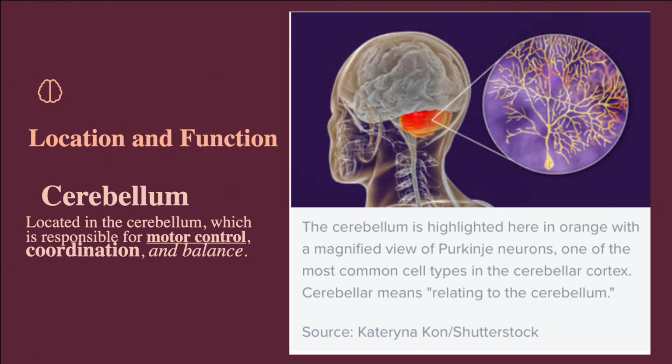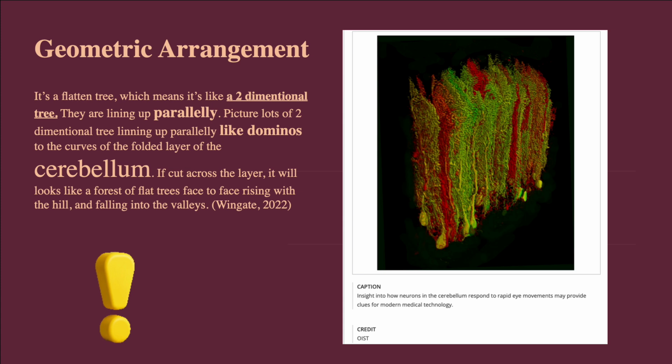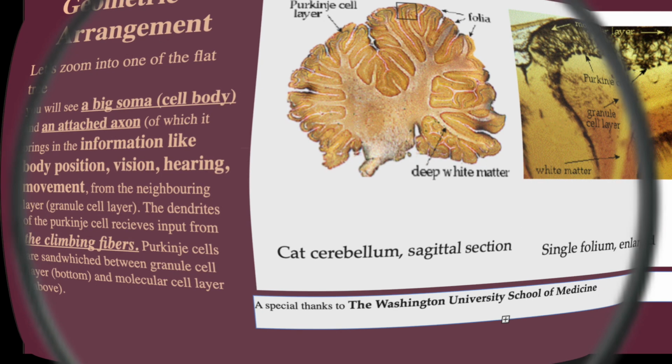Although the Purkinje cell looks like a tree, it's a flattened tree, which means it's more like a two-dimensional tree. They are lining up parallelly, just picture lots of two-dimensional trees lining up like dominoes. And they follow the curves of the folded layer of the cerebellum. So if you cut across the layer, it will look like a forest of flat trees, face to face, rising with the hill and falling into the valleys. Let's zoom into one of the flat trees.